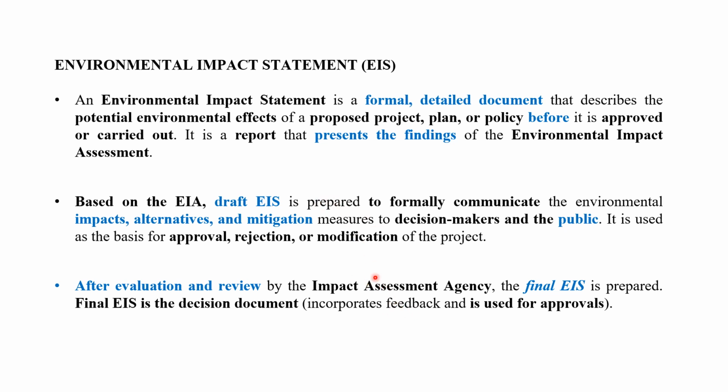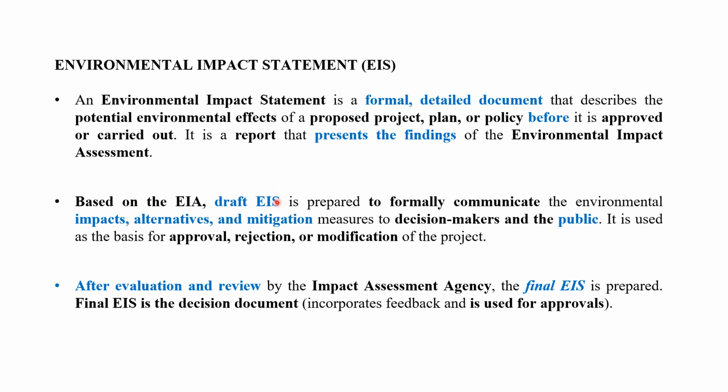So what we can say here is, whenever we talk about the EIS, the environmental impact statement, it is nothing but the report. That report is related to the environmental impact assessment. Whatever assessment we have carried out for any development project has to be framed in the form of a report, right? That report is called the environmental impact statement, and it is in the form of a draft EIS, right?